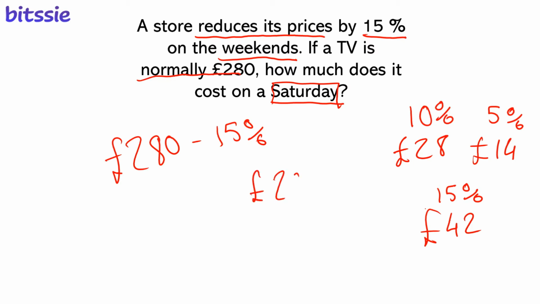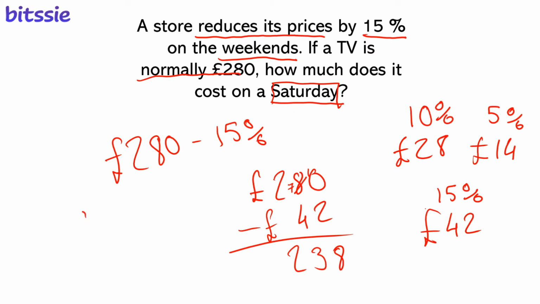So let's do this. Sorry, not 45, 42. 280 minus 42. So we'll need to make this a 7. Put in a 1 there. 10 minus 2 gives us 8. 7 minus 4 gives us 3. And 2 minus nothing gives us 2. So the final price is £238.